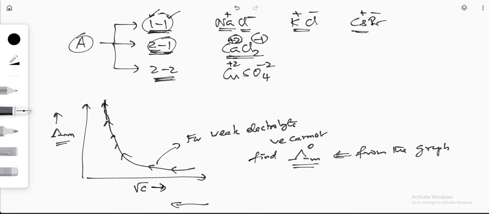For strong electrolyte, it is possible because we get a straight line. Correct? For strong electrolyte, I have shown you before. If you plot lambda m versus root c, you will get a straight line. If you extrapolate the straight line to the y-axis, it will cut the y-axis at a particular point, and that value gives you lambda m naught, where lambda m naught is called limiting molar conductivity, also called molar conductivity at infinite dilution.